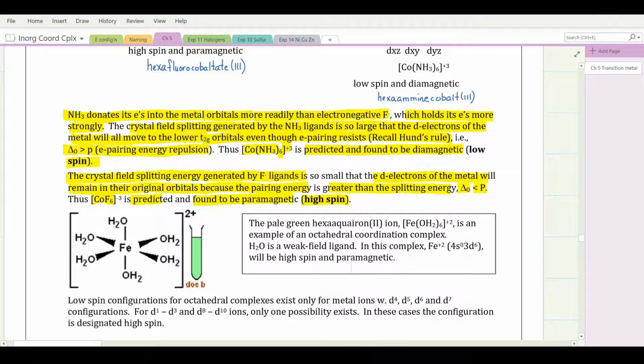Here's an example. This is hexaaqua iron 2 complex. It's hexa-coordinate. It's got 6 ligands, and they're weak. Water is a weak ligand, so we would expect an octahedral coordination complex in which the octahedral field splitting energy would be small, and the electrons would spread out over all of the d orbitals, giving rise to a paramagnetic compound with a high spin state. We'll look at some particular examples on the next page which will make this clear to you.